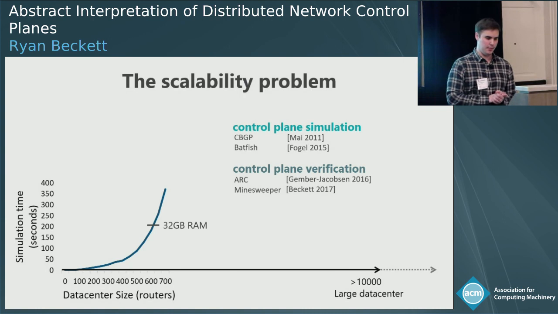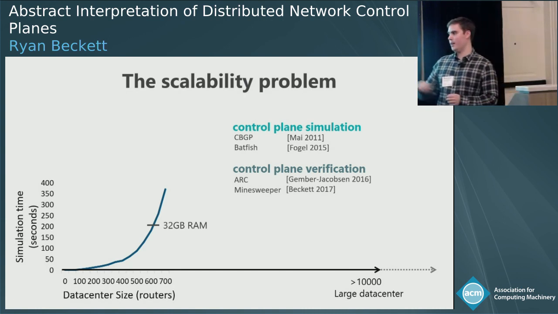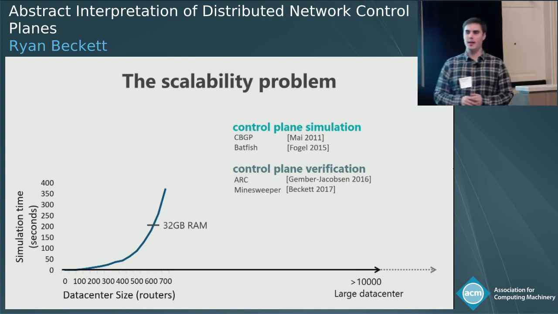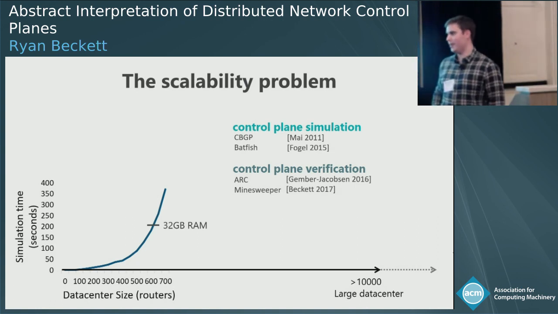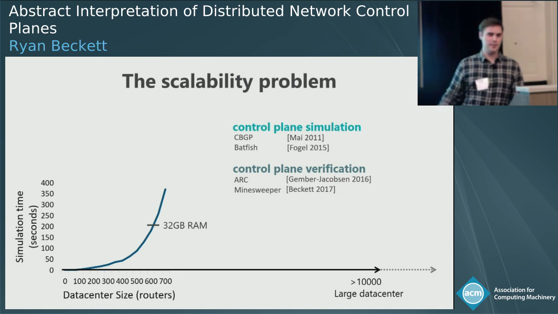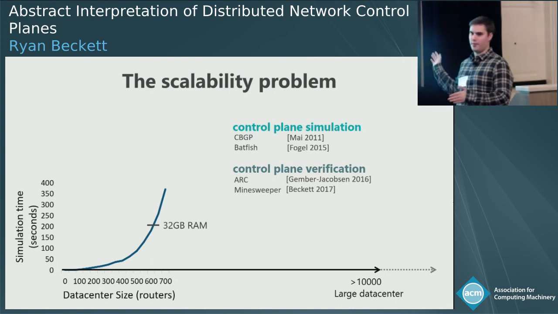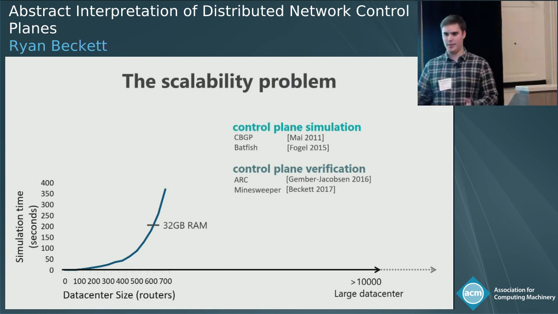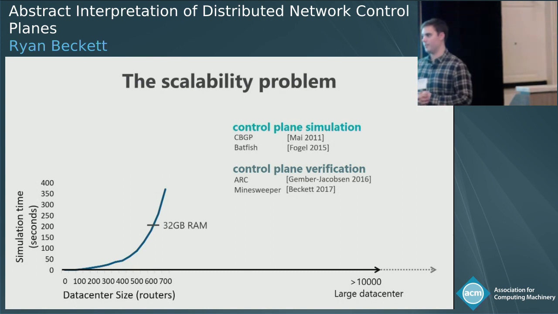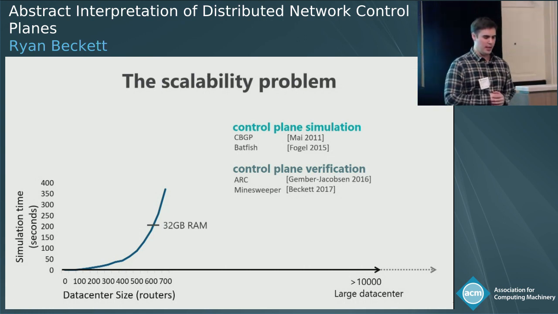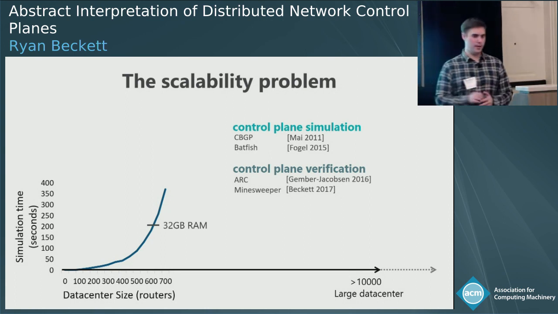If you look at, for example, simulation, this is a graph showing network size in routers for data center networks against the simulation time on the y-axis, for a popular open source industrial strength routing simulator. You can see that there are two unfortunate properties about these simulators. The first is that this is a highly nonlinear curve. For under 1,000 routers, they can maybe handle them. But once you start getting to larger and larger networks, like ones you have at Microsoft and at Amazon and other cloud companies, this doesn't really scale. And it also uses a lot of memory. For example, at about 600 routers, it's using 32 gigabytes of RAM. And verification tools, typically based on model checking or SMT solvers, scale even worse, maybe up to 100 routers.